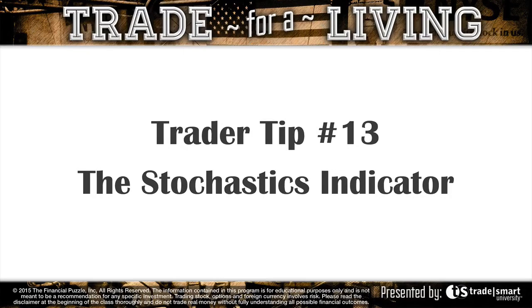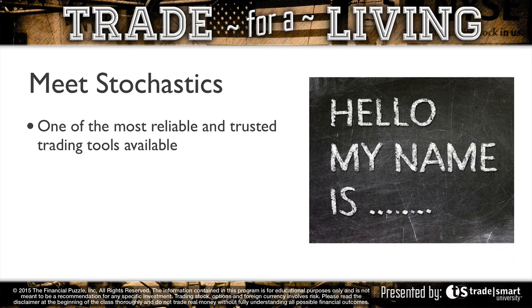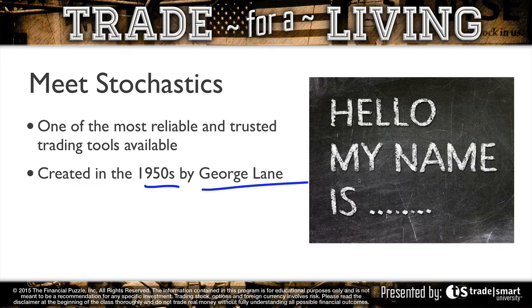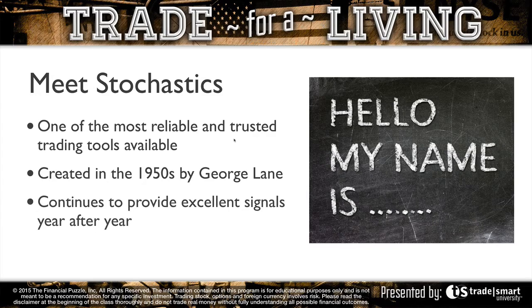This is Trader Tip number 13, which means today we're going to be talking about the stochastics indicator. The stochastics indicator, in case you're not familiar with it, is actually one of the most reliable and trusted trading tools available. It's been around for quite a while, as it was created in the 1950s by a guy named George Lane, and George put this formula together, started working with it, and it has just turned out to be a great workhorse of the trading community for all these years, and it continues to provide excellent signals year after year.